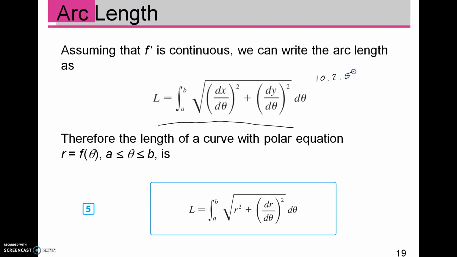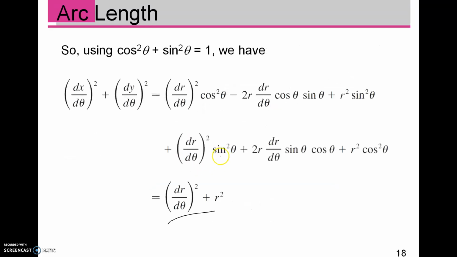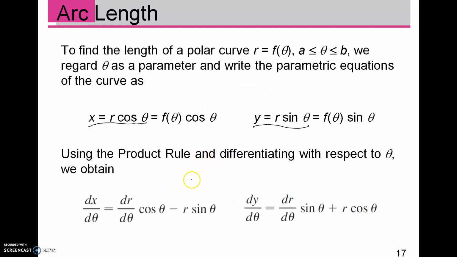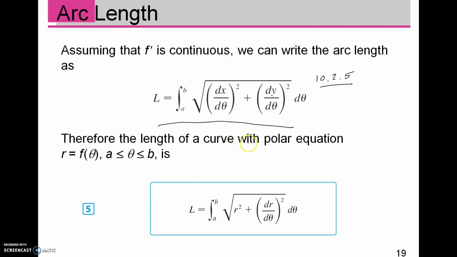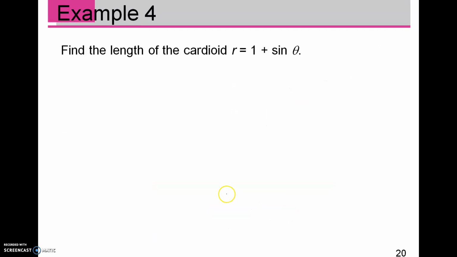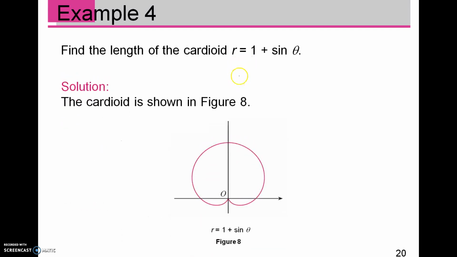I think that's theorem 5 actually. So we're using that length theorem, plugging in the values we determined from here, and we end up with the arc length of the curve, or the polar equation, all right, which is the integral of the square root of r squared plus dr d theta squared, d theta, from a to b. And then simply we'll go through an example.